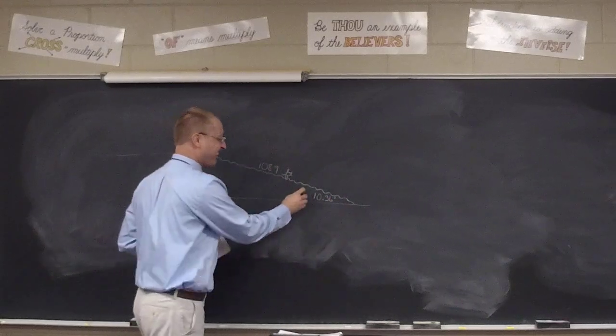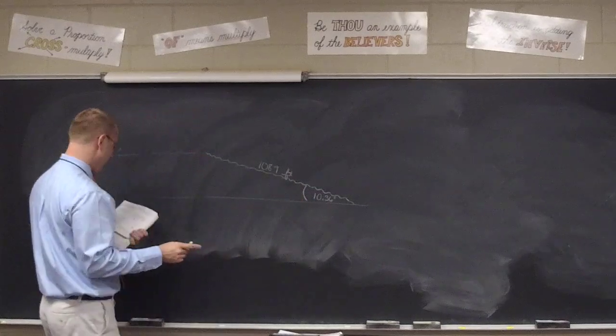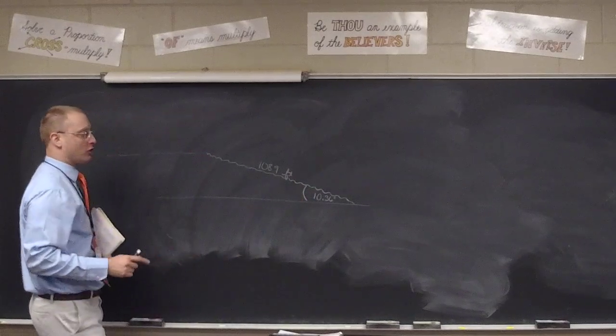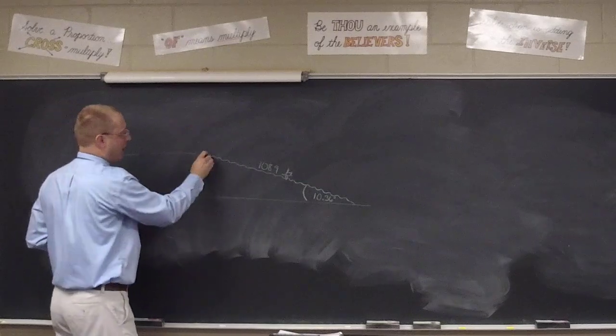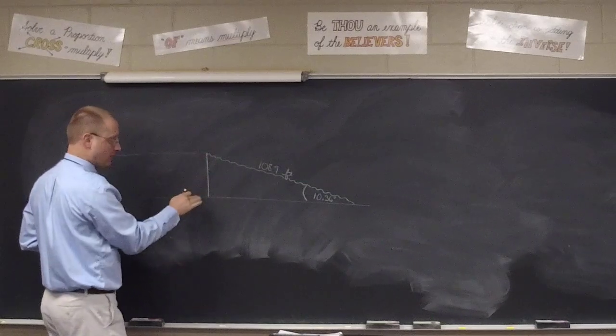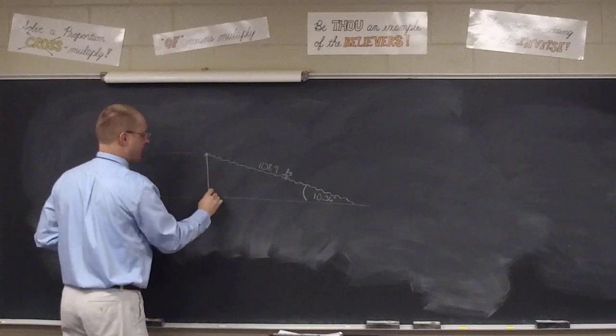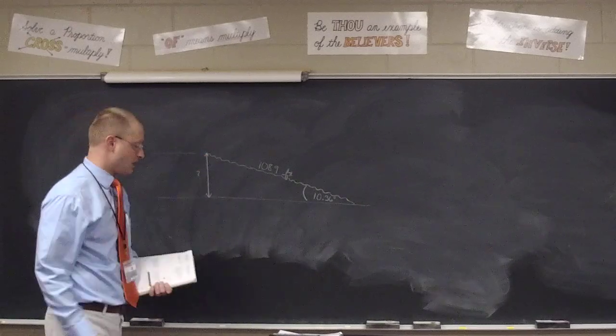10.36 degree angle of elevation. And the question is, calculate the vertical rise. How high up are you going? Or conversely, how far down are you going, if you're going down the escalator? That's the question at your seats.